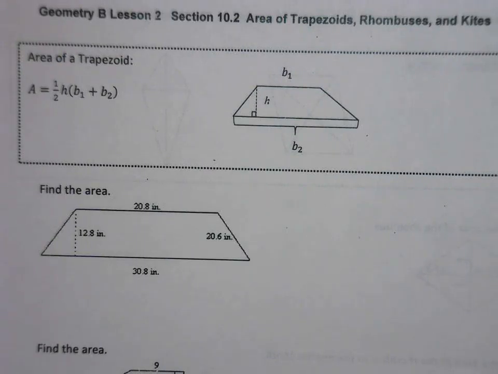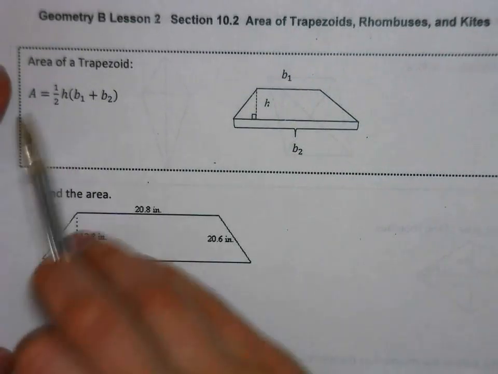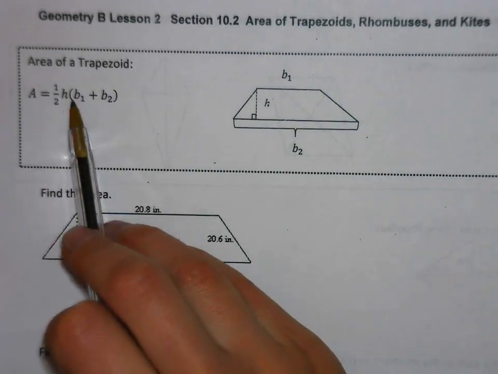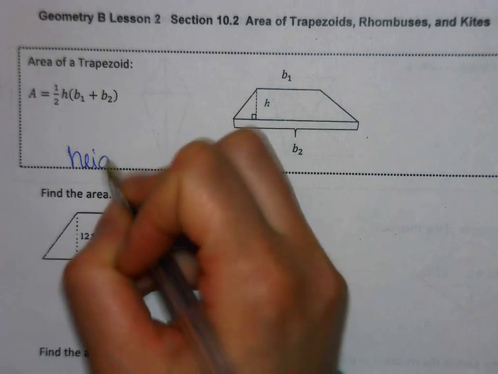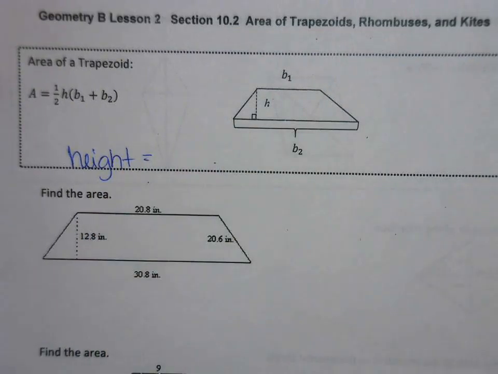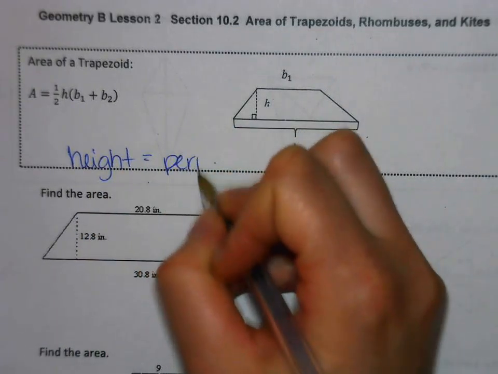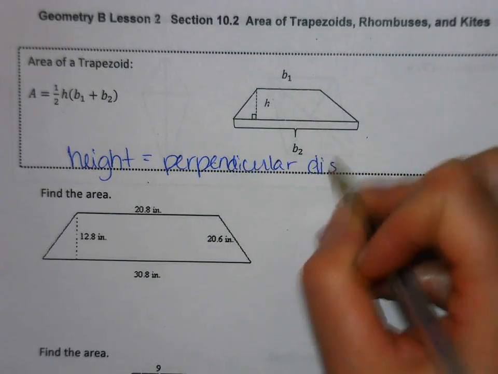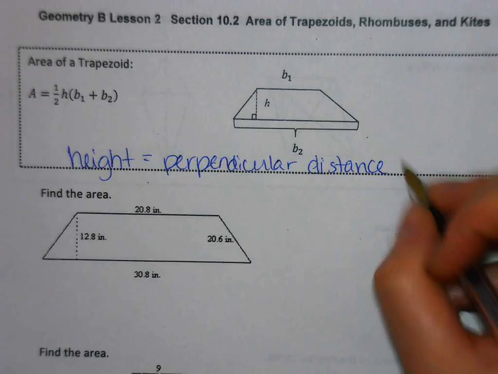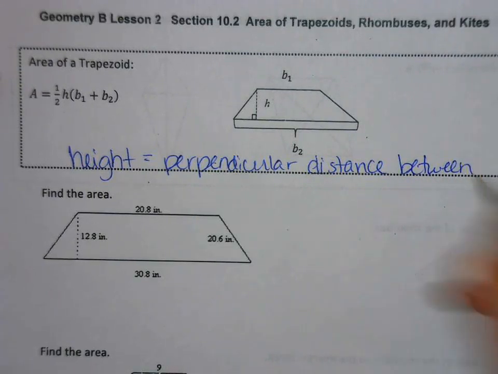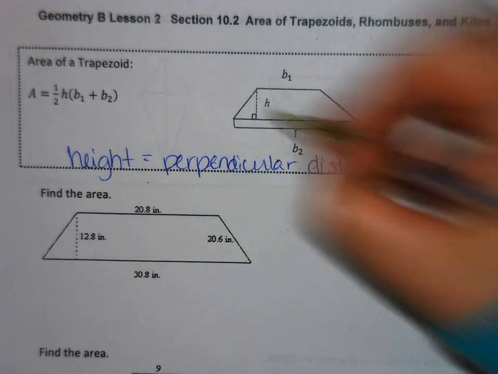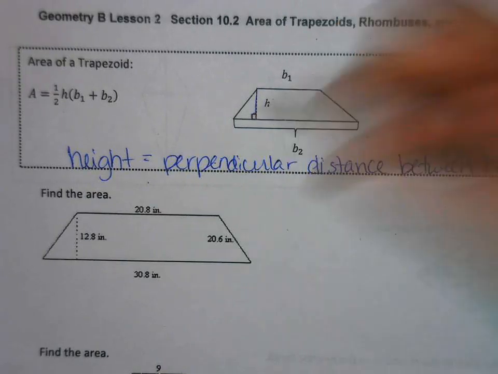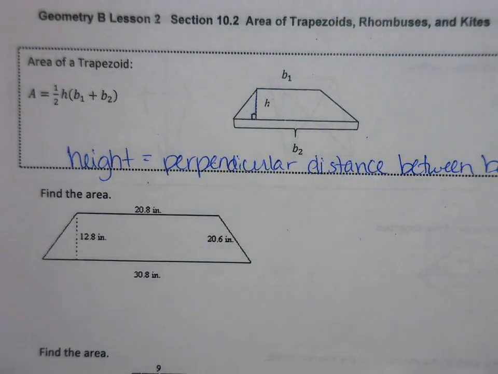Today we're going to be looking at the area of trapezoids, rhombuses, and kites. So for the area of a trapezoid, it's 1/2 times the height. And remember, the height, just like in our parallelograms and in our triangles, is the perpendicular distance between the bases. So that perpendicular distance between our bases. So let's look at our first example.